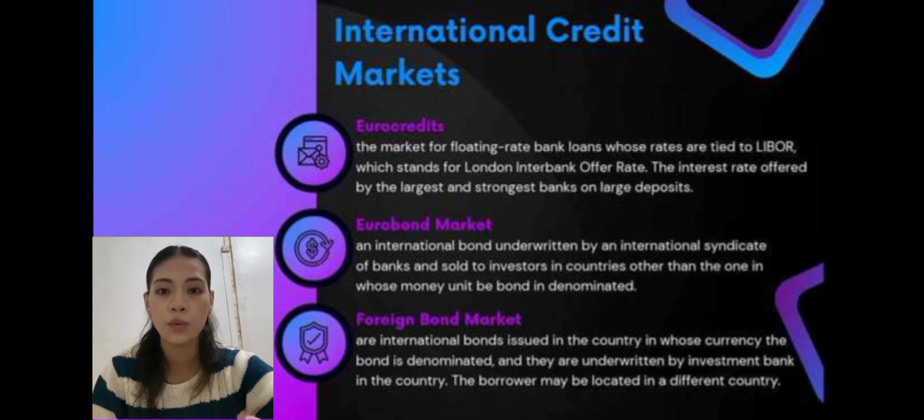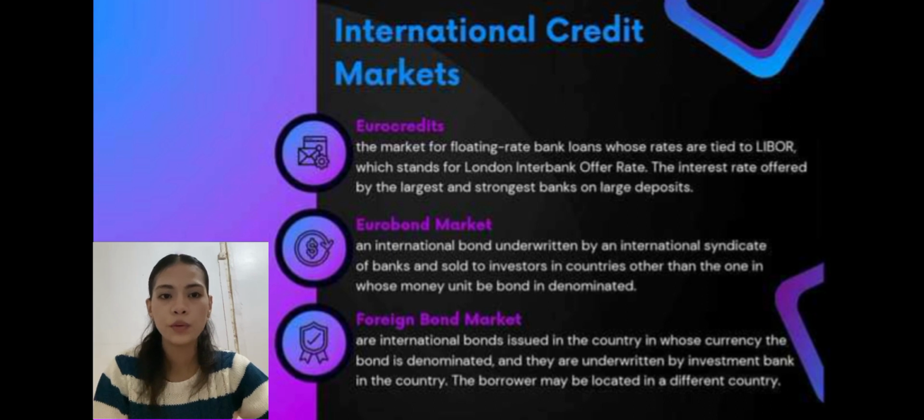First is Euro credits. Euro credits are the market for floating rate bank loans whose rates are tied to LIBOR, which stands for London Interbank Offer Rate, the interest rate offered by the largest and strongest banks on large deposits. It is usually issued for a fixed term with no early repayment. An example of Euro credit is a Euro-dollar deposit, which is a US dollar deposited in a bank outside the United States.